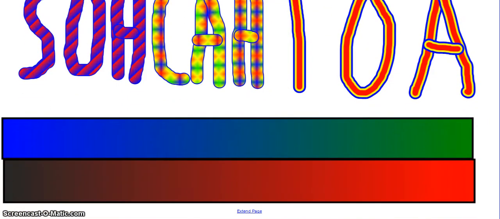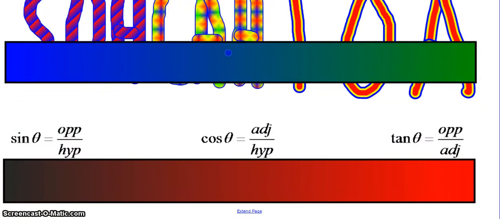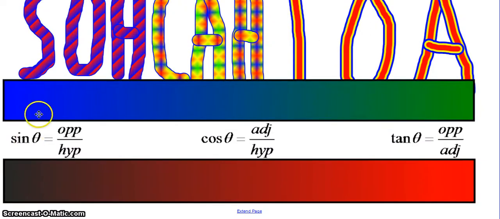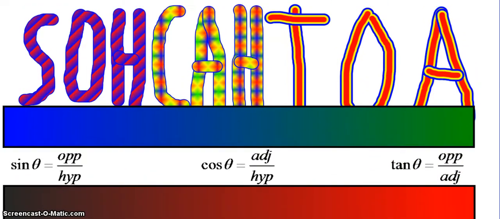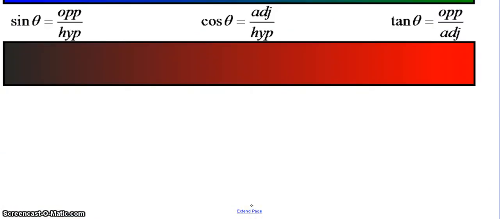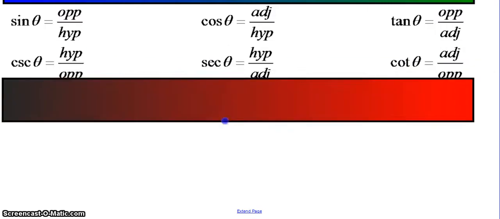You may remember. What does that mean? Well, that means that sine of theta equals the opposite over the hypotenuse, OH. Cosine of theta equals the adjacent over the hypotenuse, C cosine, A adjacent, H hypotenuse. And tangent of theta equals the opposite over the adjacent. So T for tangent, O for opposite, A for adjacent. That's the Sohcahtoa.